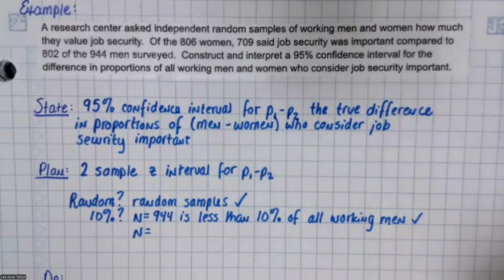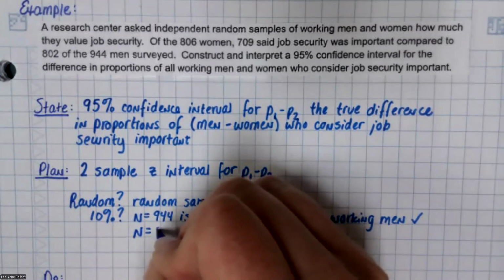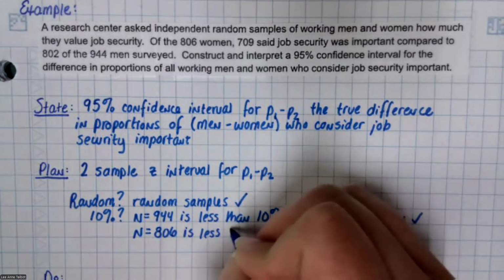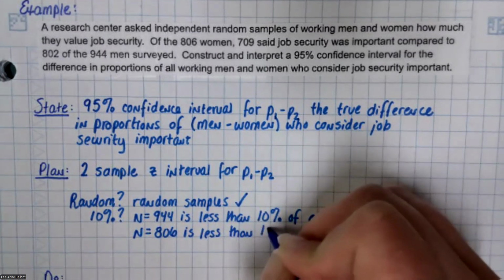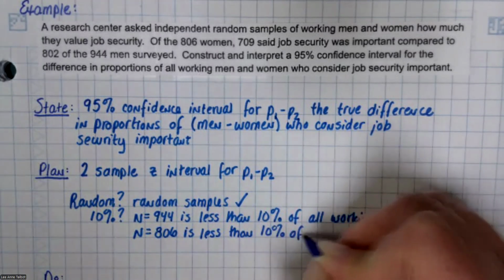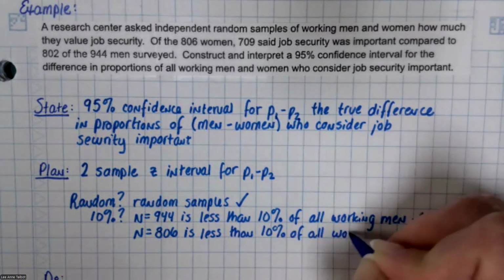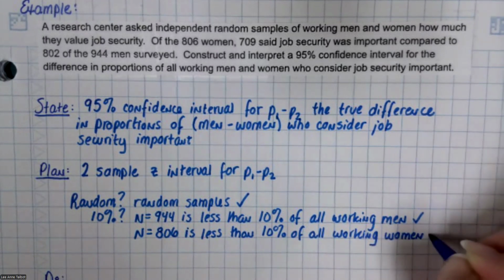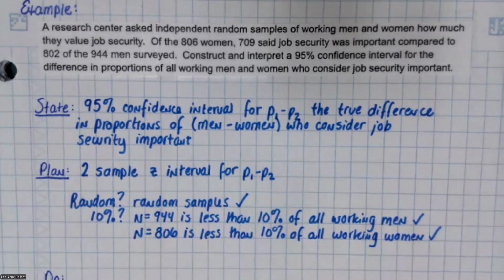N equals 806 is less than 10% of all working women. I think that is also true.